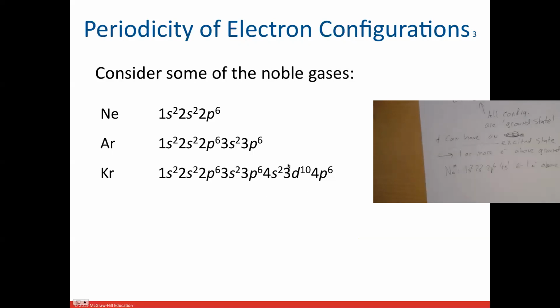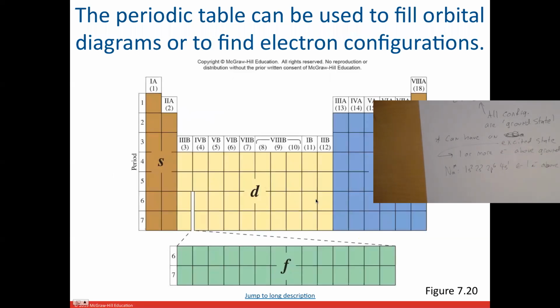Krypton, if I ignore again that 3D, is 4s2, 4p6. So there's this pattern we see. And so this second mnemonic is that the periodic table is your mnemonic. If I look at it, the 1A are always s1, the 2A are always s2. And so the 1A and the 2A are referred to as the s block.